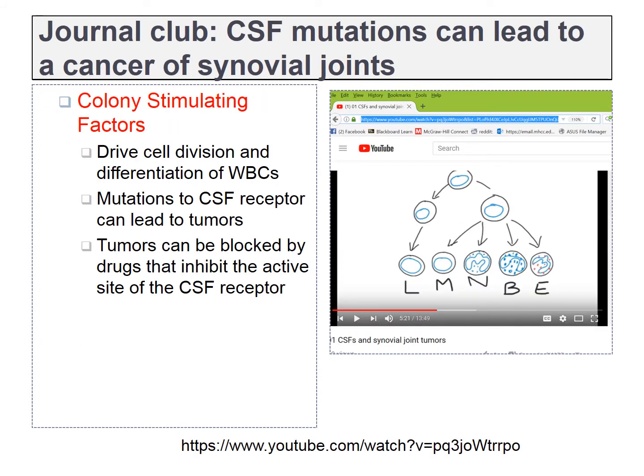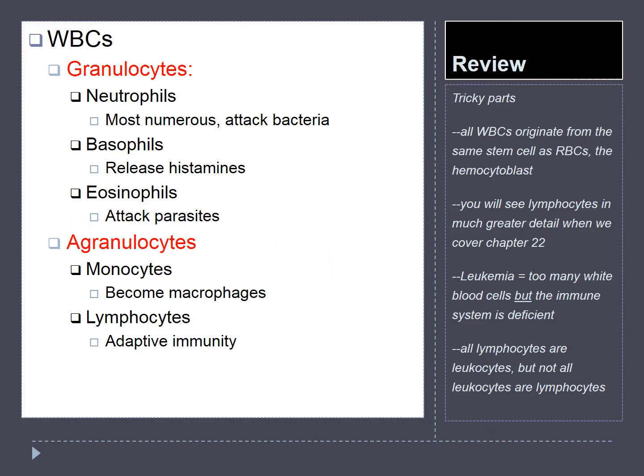These colony-stimulating factors can be given to patients to increase the production of their white blood cells if necessary. However, too many white blood cells can be a problem. For instance, mutations to the colony-stimulating factor receptors can lead to a specific tumor type. And if you'd like to know more, you can follow this link here to the journal club that I wrote about the topic. So that's the list of our basic white blood cell types.